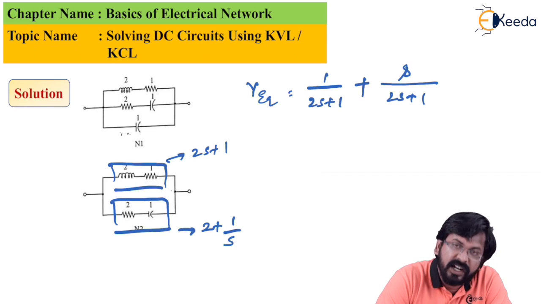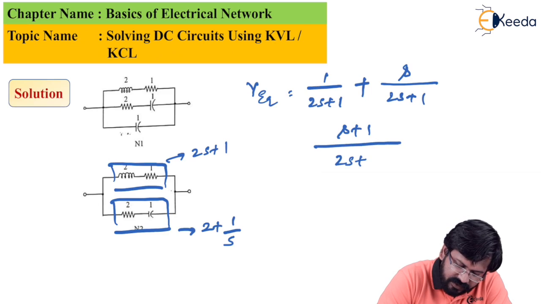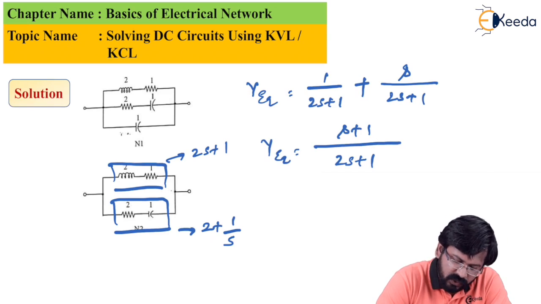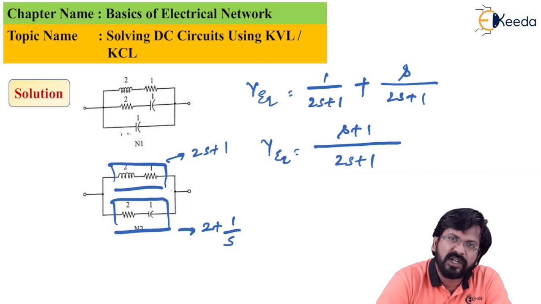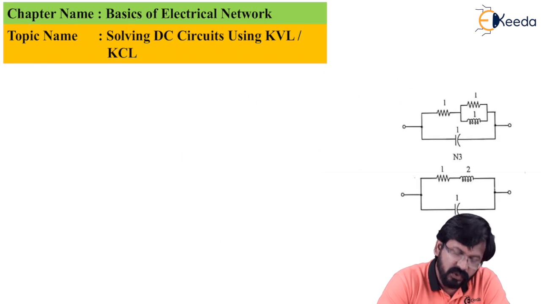So looking at the denominators, I can club them together as s plus 1 upon 2s plus 1. So this is Y equivalent for network 2, which is s plus 1 upon 2s plus 1. So accordingly, let us solve the last two networks also. So let us start with network number 3.